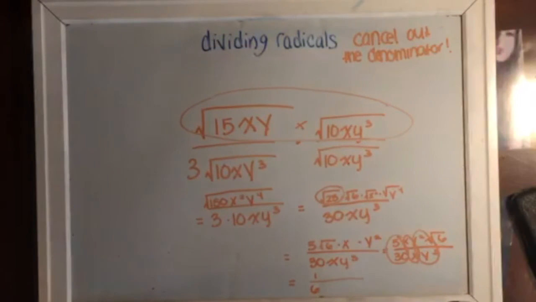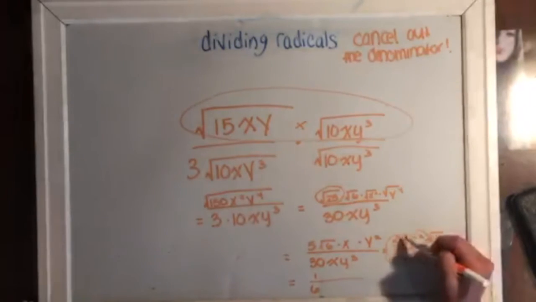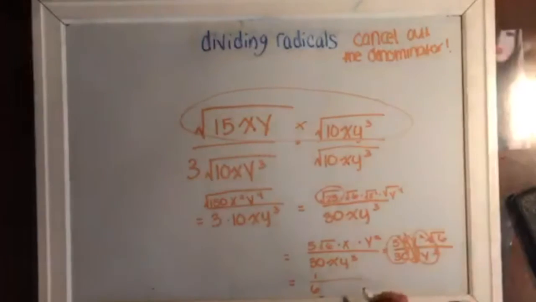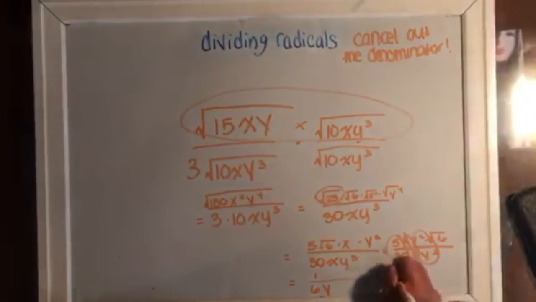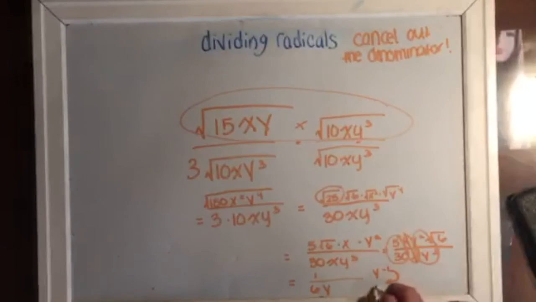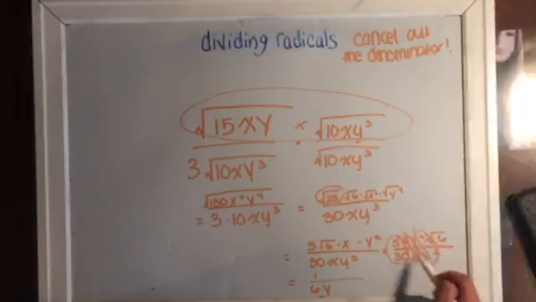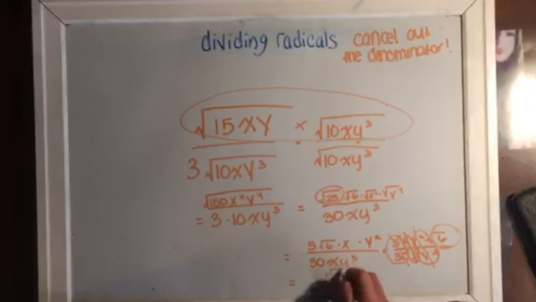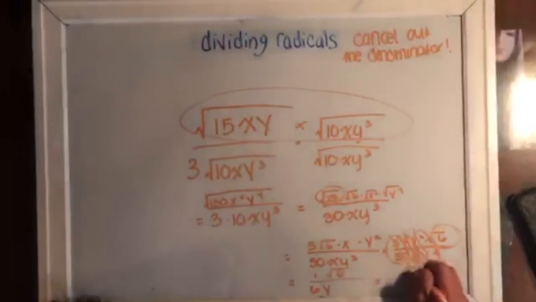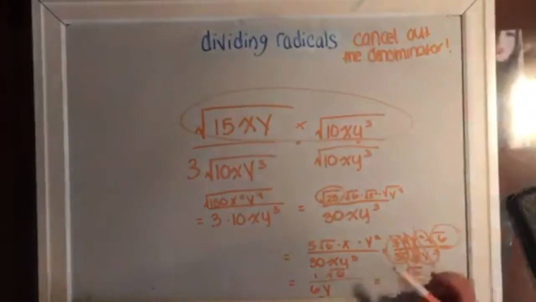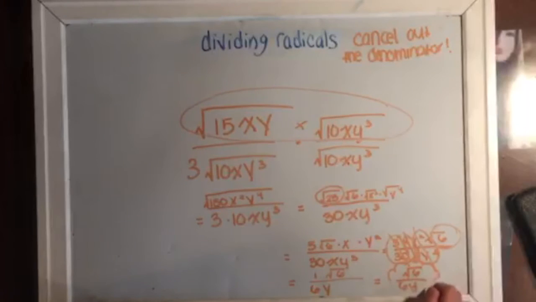So we're going to start with 1 over 6, like I mentioned previously, because 5 over 30 is going to simplify to 1 over 6. We're going to cancel out the x's because they're on the numerator and the denominator, and they have the power of 1. And y squared minus y to the third power is going to equal y to the negative 1 power, and you can't have a negative 1, so you're going to flip it down to the denominator, and rad 6 is just going to remain in the numerator, and that is your solution. Rad 6 over 6y.